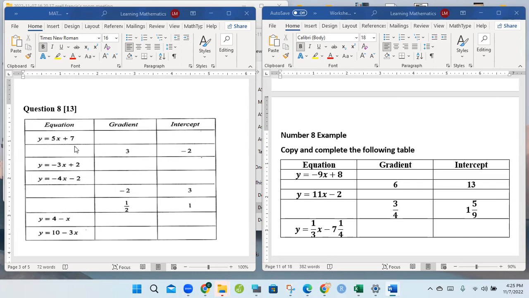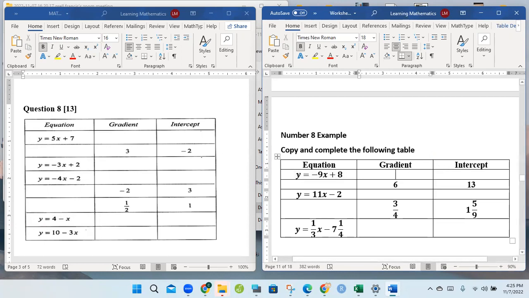So you can see it is oscillating between the equation, where you have to write the gradient and the y-intercept, or if you are given the gradient and the y-intercept, write down the equation. So here we're going to demonstrate how this can be done. For this first row here, we are given the equation, so what we have to do is write down what is the gradient and what is the y-intercept.